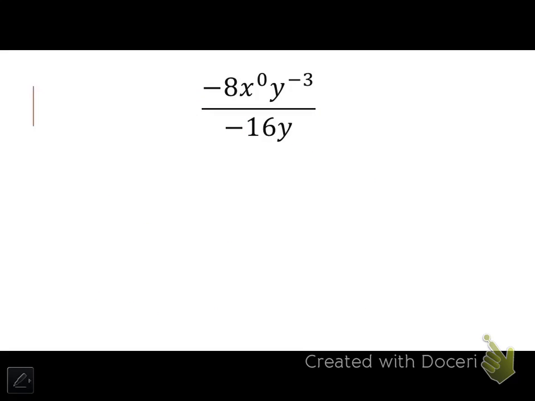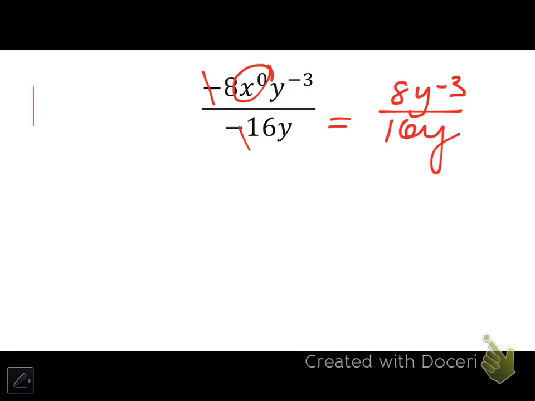Okay, so I want to simplify this. So I see something to the 0 power, so we know that's going to go away. My two negatives here can cancel, so I'm going to go ahead and cancel that too, because whenever you have two negatives, they change to a positive. I need to drop this because I can't have a negative exponent.